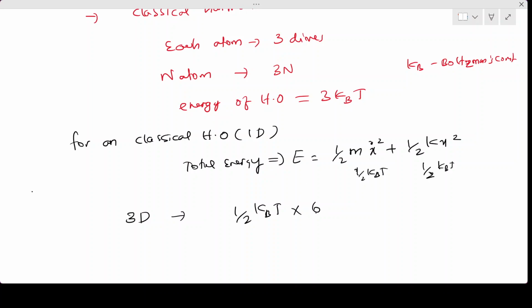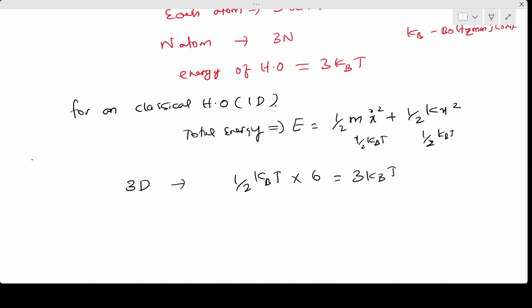So you get 3 kBT as the total energy in the three-dimensional case. In one dimension you have kBT, and in three dimensions you have 3 kBT as the total energy. This is the internal energy of a particle, the internal energy of a classical harmonic oscillator in three dimensions.